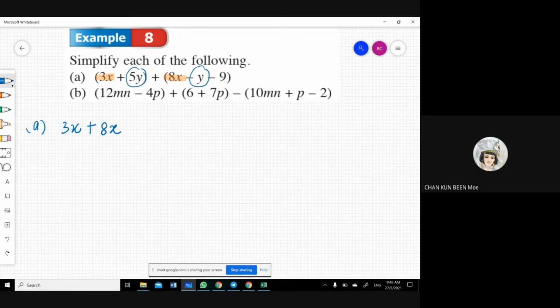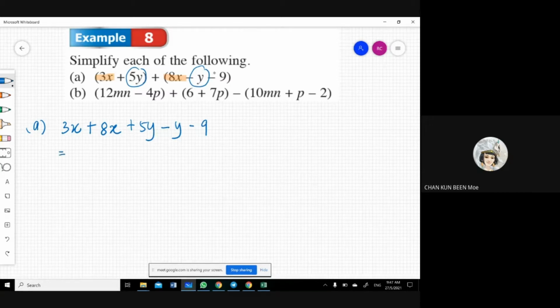So I'm going to copy down. It's a positive 5y. And then this one is positive times negative, so it will be minus y. So lastly, the remaining is the number. The number is always at the back. So positive times negative, we get a negative 9. We just copy down. So we already gathered the like terms.